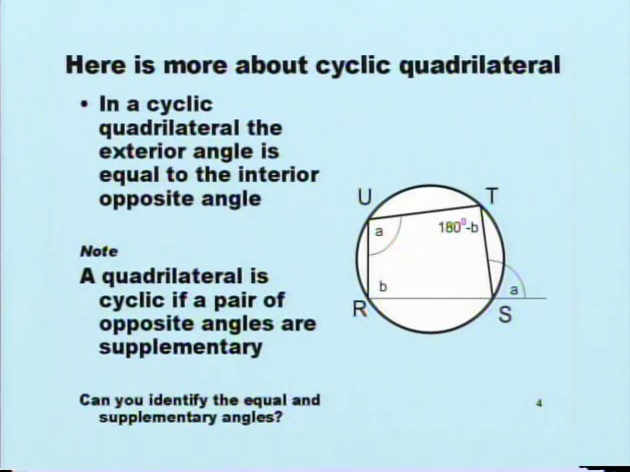Note, a quadrilateral is cyclic if a pair of opposite angles are supplementary. And that will always be the case if it is cyclic. Can you identify the equal and supplementary angles?